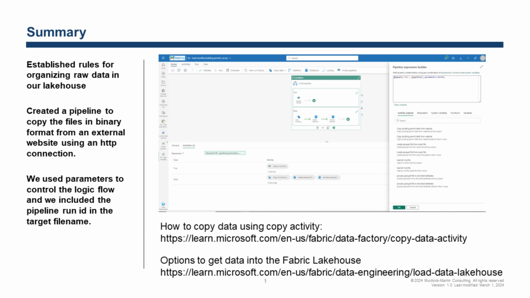And that concludes the preliminary steps for our data ingestion pipeline. We created rules for organizing our data in the lakehouse. We used the pipeline to copy the data in binary format from an external website using HTTP. And we used parameters to control the logic of our pipeline and to include the pipeline run ID as part of the target file name. There are lots of different ways for getting data into a Fabric lakehouse. If this is not the method ideal for your situation, check out the link below for other options.